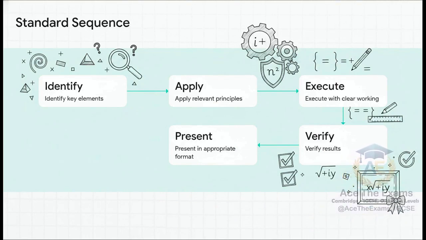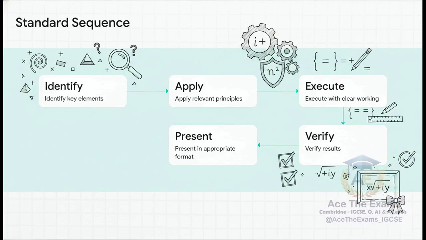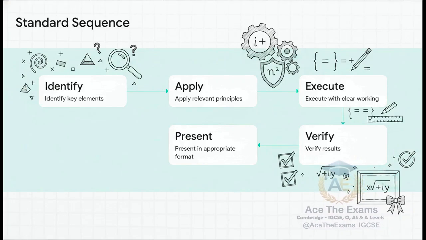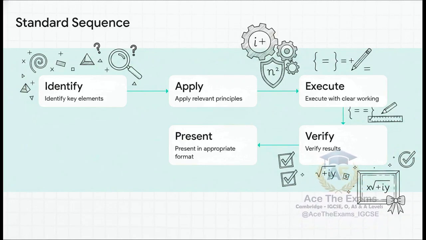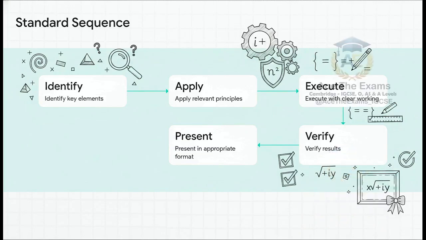Think of this as your protective framework. Step 1. Identify key elements. Calmly extract the relevant data. Are you multiplying or subtracting? Step 2. Apply relevant principles. If it's division, the principle is multiplying the numerator and denominator by the complex conjugate. Step 3. Execute analysis with clear working. Enforce a pristine layout. Write out the expansion line by line, aligning your equal signs. Real parts grouped together, imaginary parts grouped together.